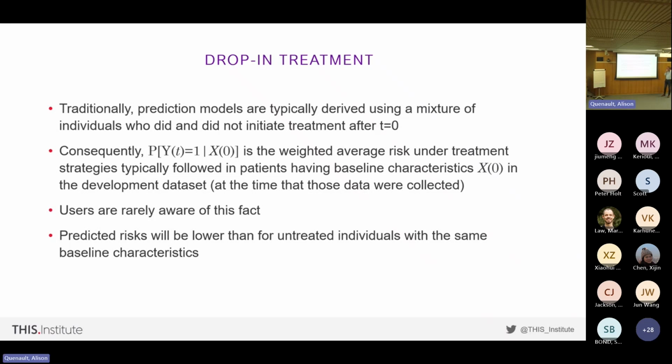Also important to realize is that predicted risk will obviously be lower than for untreated individuals with the same baseline characteristics. So there is this risk that we would not treat people because their risk appears to be quite low, whereas actually that's because historically similar patients were always treated quite soon after time zero.